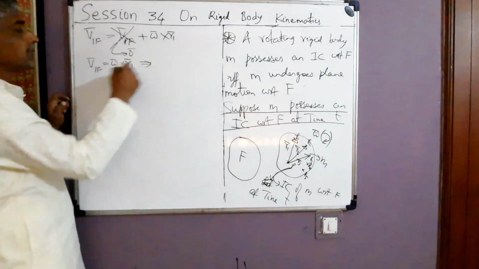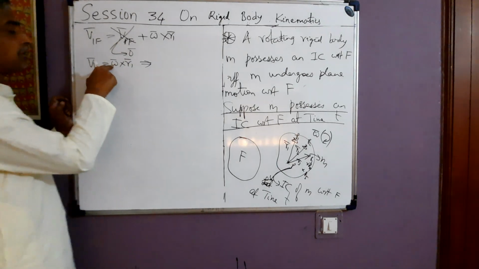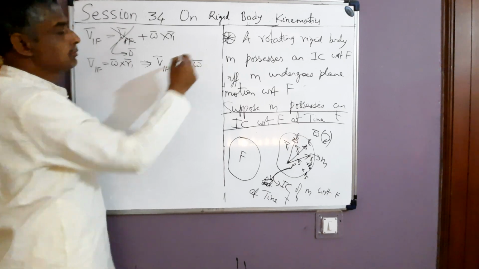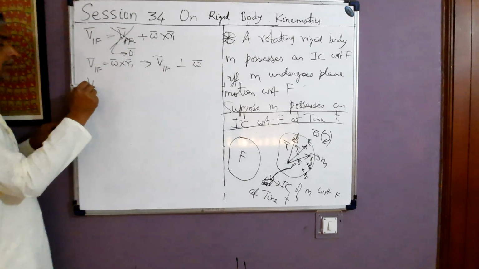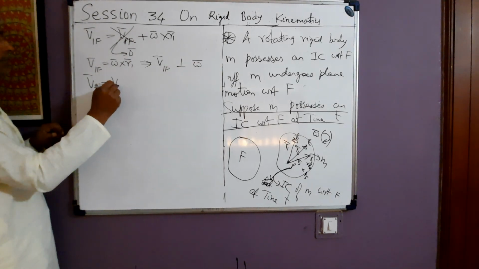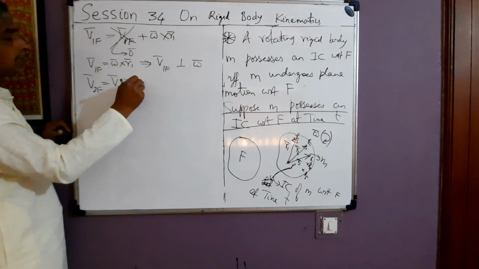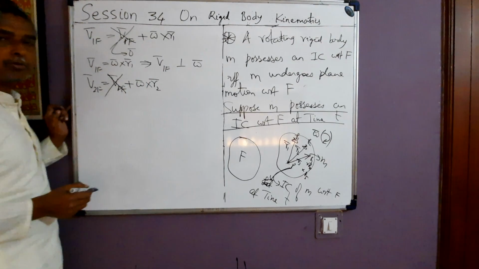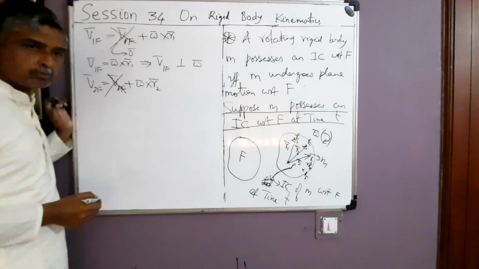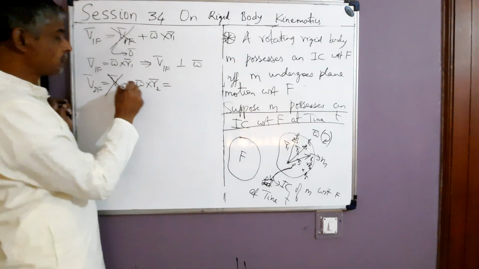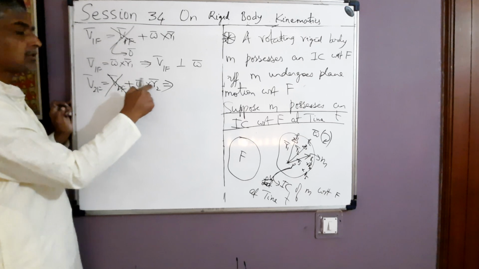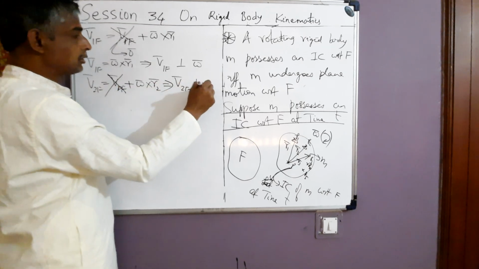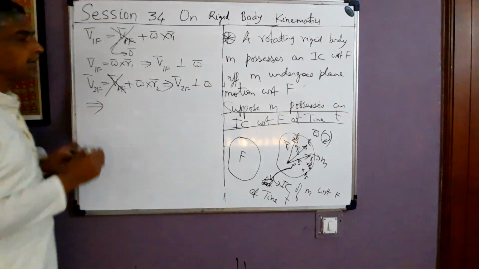Now what does this mean? Omega cross R1 is perpendicular to omega. So that means V1F is perpendicular to omega. Similarly, V2F will be written as VPF plus omega cross R2. But again VPF becomes 0 because P is the IC of M with respect to F, so this term drops out. We are left only with omega cross R2. But omega cross R2 is normal to omega. So V2F is also perpendicular to omega.